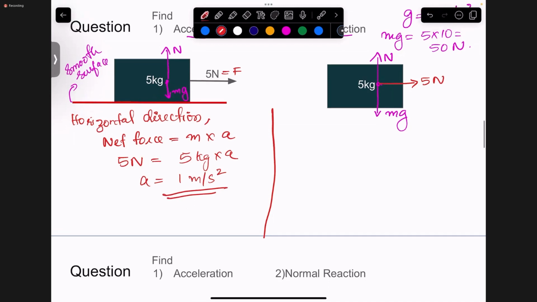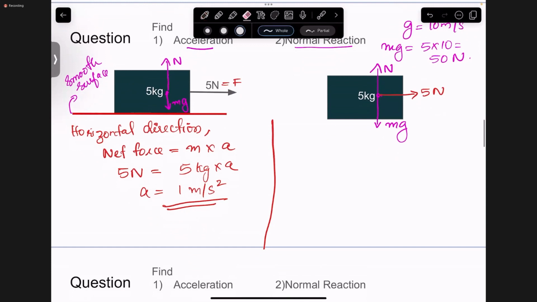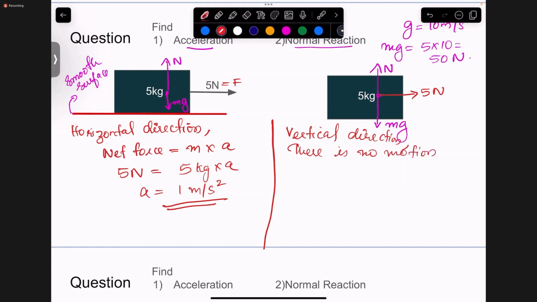Okay. And what is the net normal reaction? Consider the vertical direction. In the vertical direction, you can see that there is no motion in this direction.